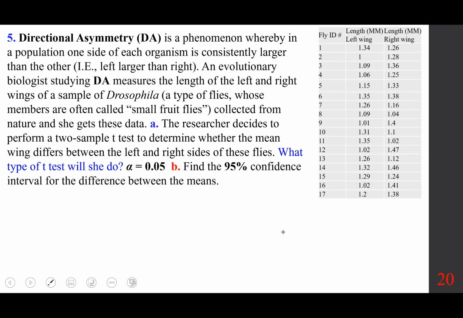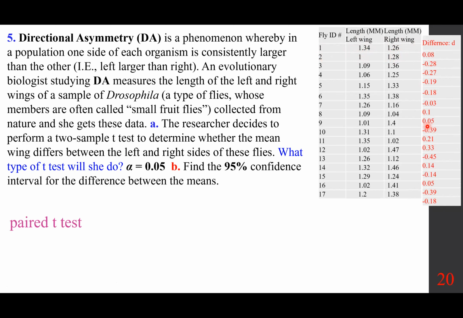B, find the 95% confidence interval for the difference between the means. Perfect. So we are going to use a paired t-test because we are looking at the same species, the length of the left and the right wing. So, paired t-test. Then to do that, we can look at the difference between the two and calculate them. For example, for the first one, we can say 1.34 minus 1.26, and that gives us 0.08. For the second one, 1 minus 1.28 is negative 0.28, and we continue all the way to the end.